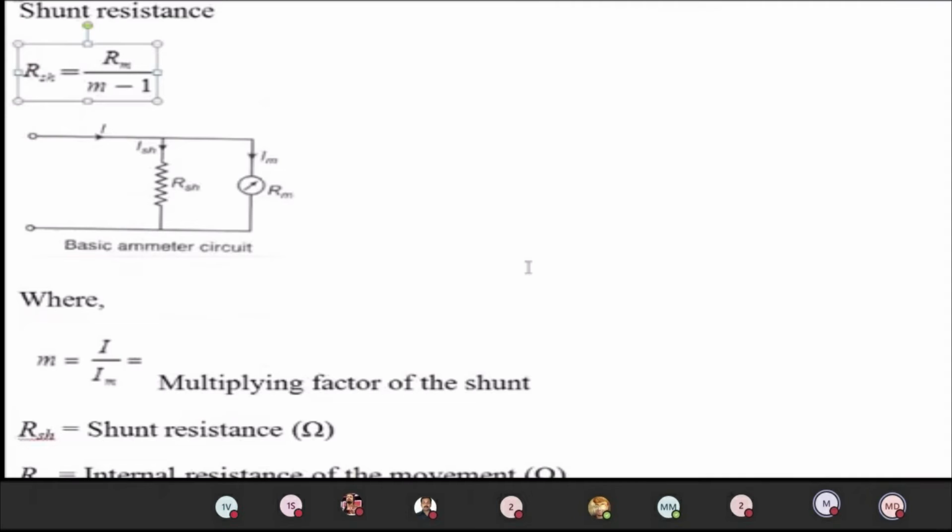You can see the basic ammeter circuit which has been shown here, where R_SH is the shunt resistance which has been connected across the ammeter, and R_M is the ammeter internal resistance, and M is known as the multiplying factor for the shunt, which is given by I by I_M, where I stands for the total current and I_M stands for the meter current.